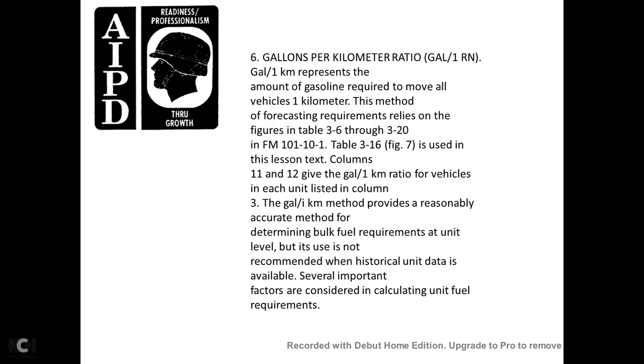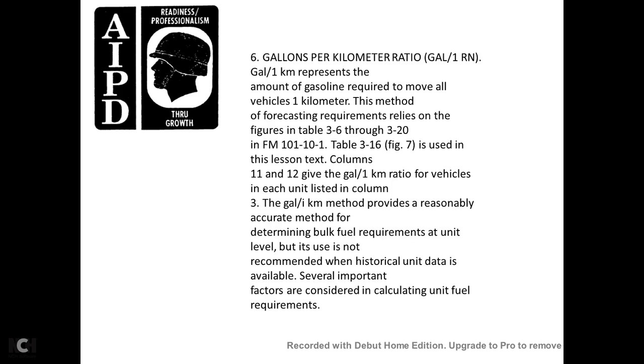101-10-1. The figure 3-16 table is used in the lesson text, columns 1 through 12, giving the gallons per kilometer ratio for the vehicles of each unit listed in the column. The gallons per kilometer method provides a reasonably accurate method of determining the bulk fuel requirements at the unit level, but is not recommended when historical unit data is available.